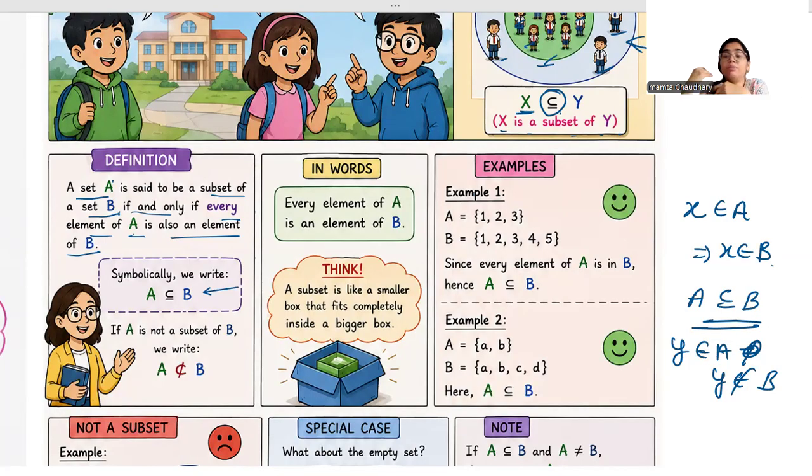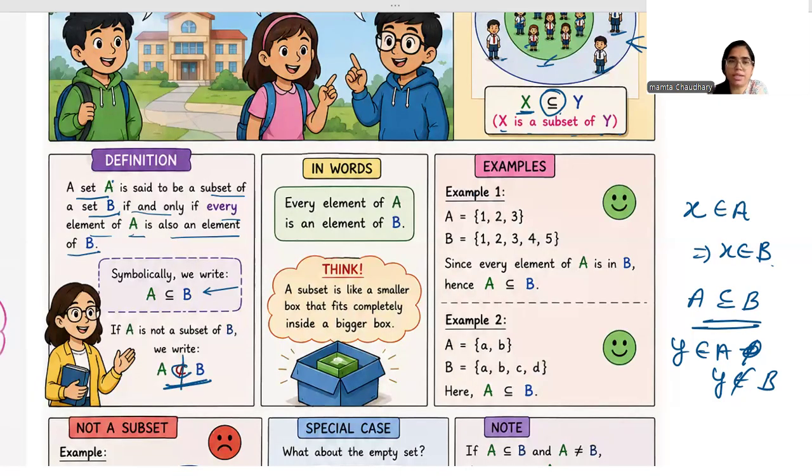Reason? There will be some children who will be studying in grade 10 or in grade 8. But as the bigger set we are considering is grade 9, there are a few children who are not part of your class. So we can say that those children who are living nearby are not a subset of your class. So if it is not a subset, how do we represent it? We represent it like this. This is the symbol of not a subset.